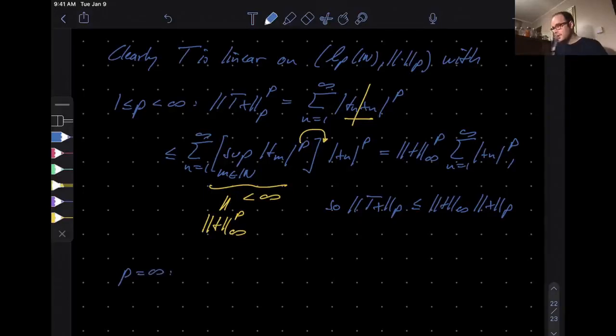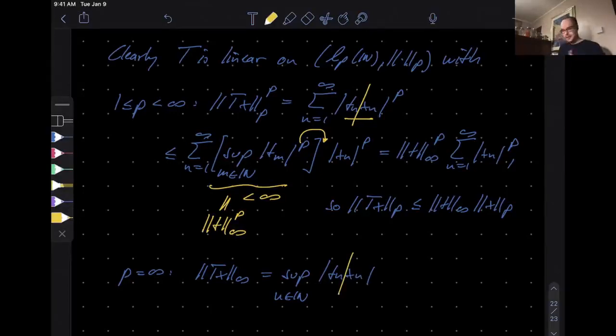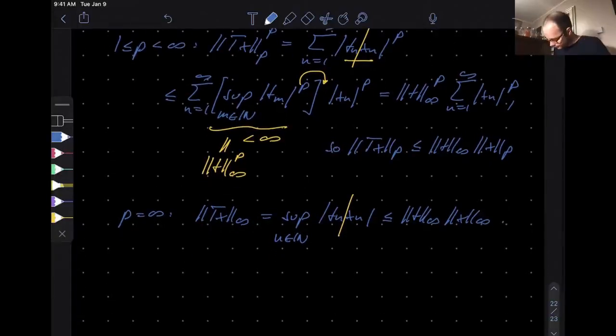For p equals infinity it is actually easier. You have ||Tx||_infinity, which is the supremum over all n, say, of |t_n x_n|. And now you do the same trick as up here. You split here, you optimize the first factor over all n, you keep the second one as is. What comes out is precisely ||t||_infinity times ||x||_infinity. Okay, all together.